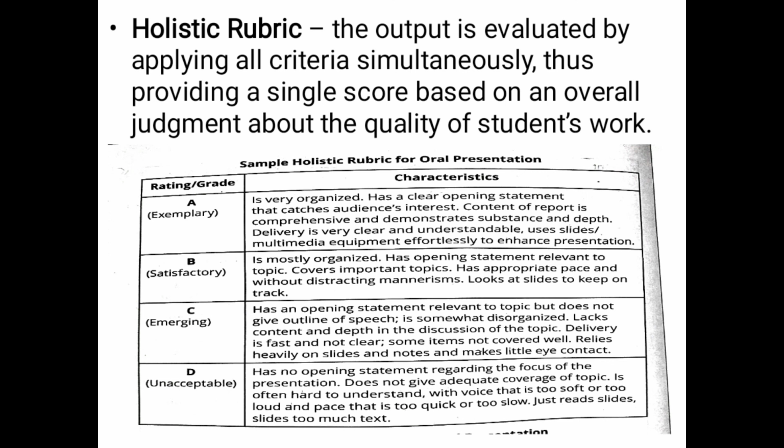So the third type of rubrics is called holistic rubric. A student's performance or output is evaluated by applying all criteria simultaneously, thus providing a single score based on an overall judgment about the quality of students' work. It does not provide a score on each individual criterion.